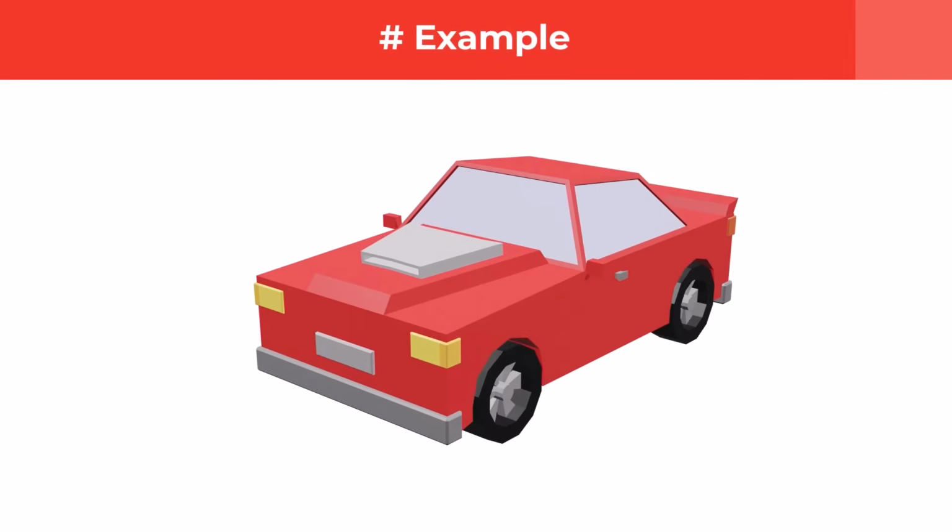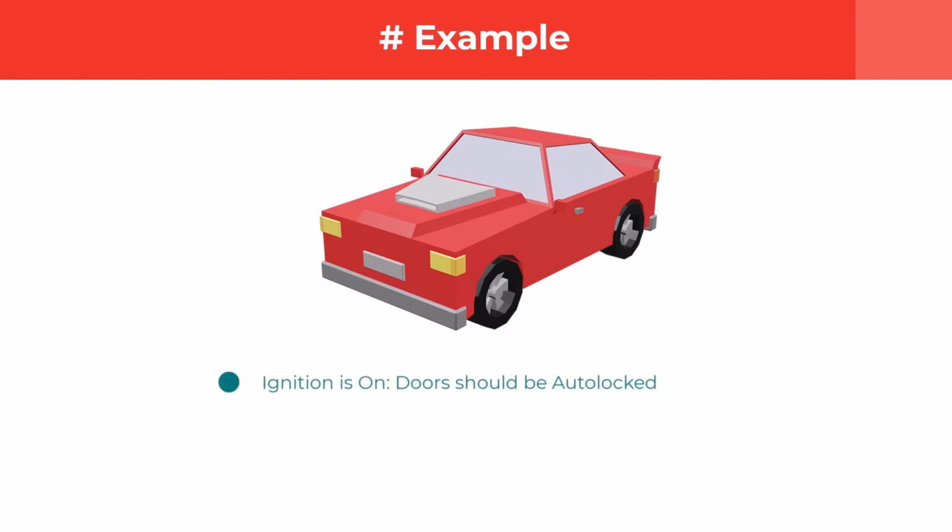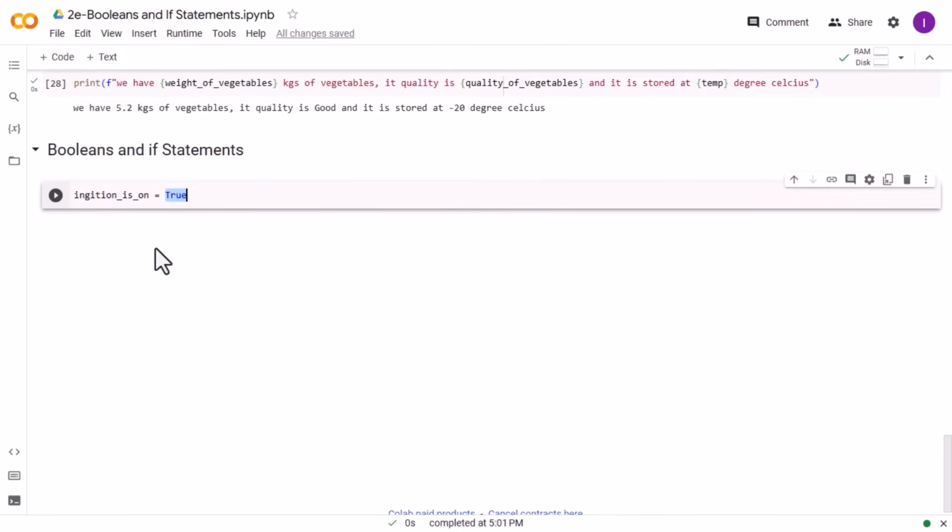So let's say you have to design a central locking system for a car manufacturer. You are told by the manufacturer that when the ignition of the car is on, the doors should be auto-locked, and when the ignition is off, the doors will be open. So let's first try to add the very first functionality, that is when the ignition is on, the doors will be locked. So we will first add the if statement.